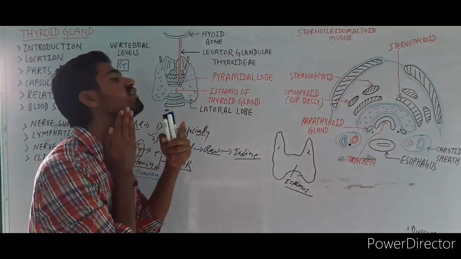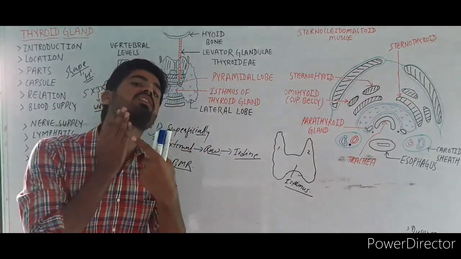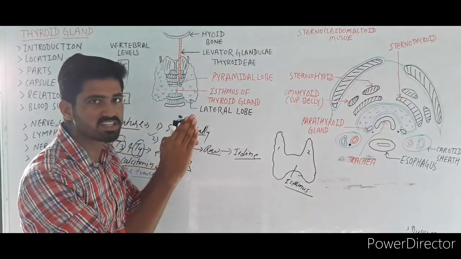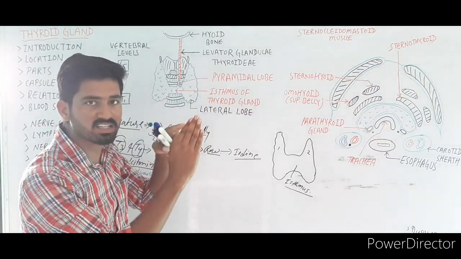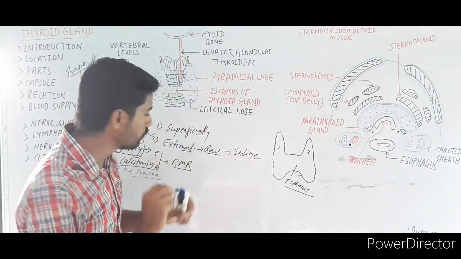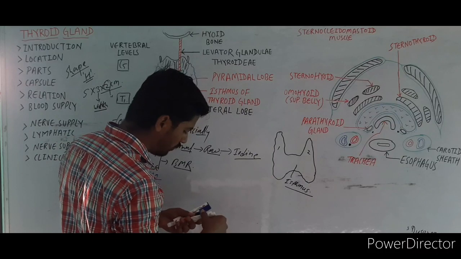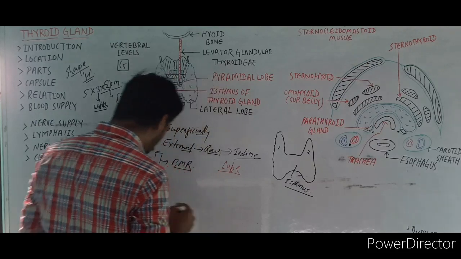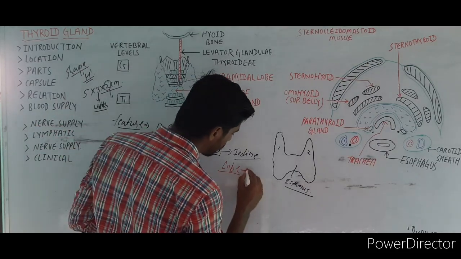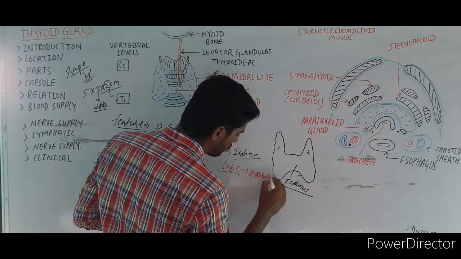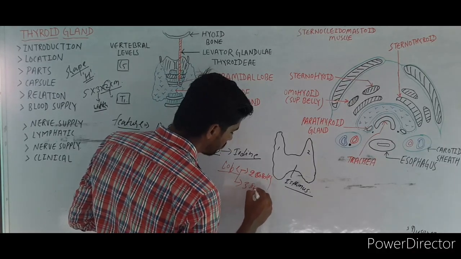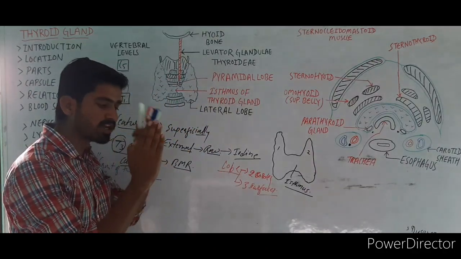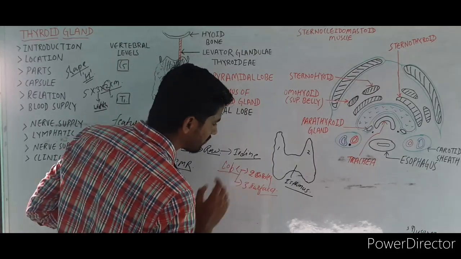Now tell me, if it is like this, this surface is called what? Medial surface. And this is the lateral surface. And one more surface is given in our book, that is the posterolateral surface. So the lobe has two borders and three surfaces. I am talking about the lobe, right? Which two borders? The anterior border and the posterior border. So two borders and three surfaces.